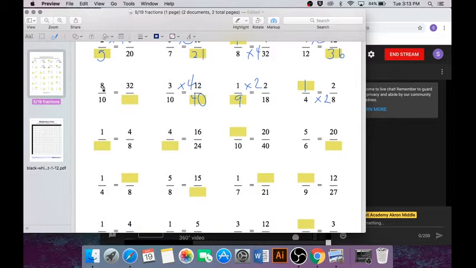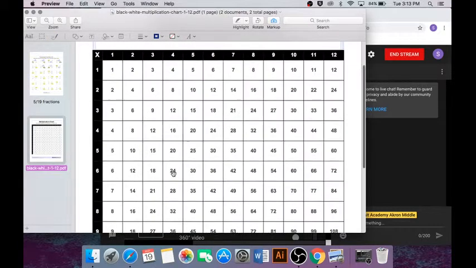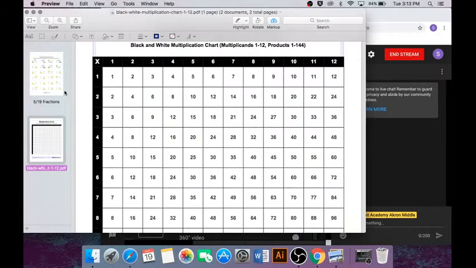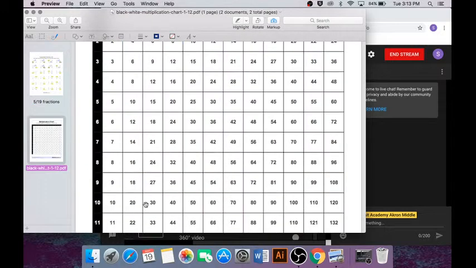Next one, we have 8, and we need to get up to 32. So in our 8 times table, 32 is right here. So if we go up, 8 times 4 is 32. Okay, we multiplied our top times 4, so we're going to multiply our bottom times 4. So we're going to find 10 times 4. So in our 10 times table, 1, 2, 3, 4, 10 times 4 is 40.